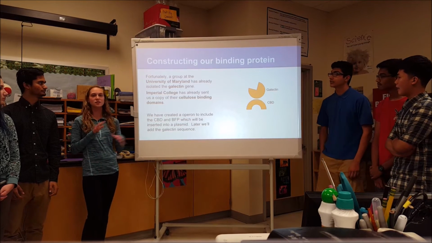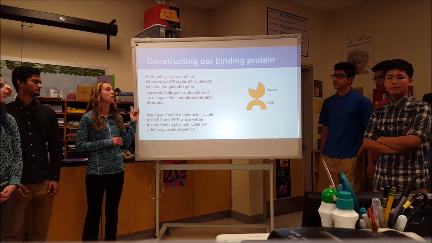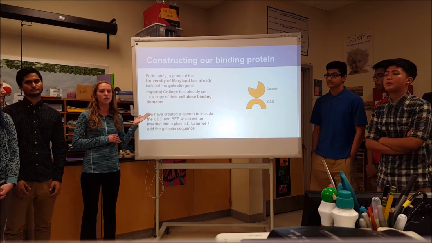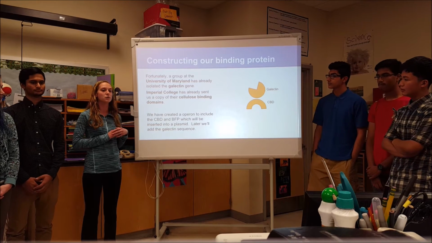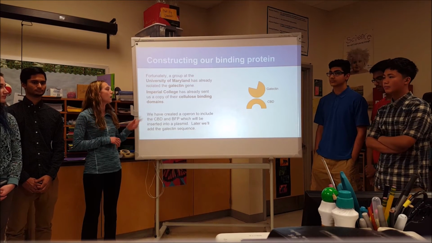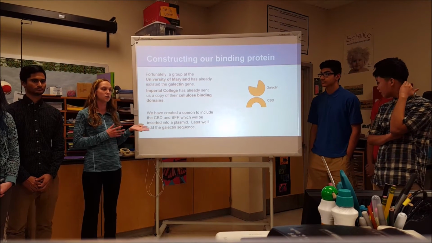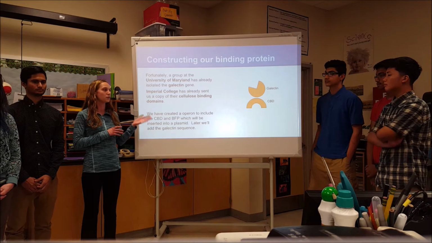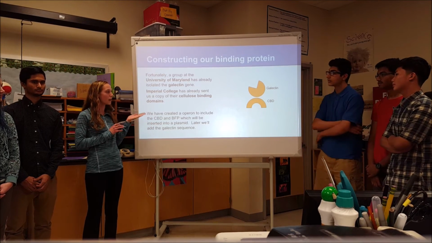Okay, so this process is done mostly in two parts, the galectin and then the cellulose binding domain. University of Maryland has already worked with this galectin and identified the galectin protein on the oysters. So we'll be using that sequence from the Registry of Standard Biological Parts. And Imperial College has already been working with the cellulose binding domain, and they were kind enough to help us out and send us the xylinus, and we were able to use the cellulose binding domain because of them.